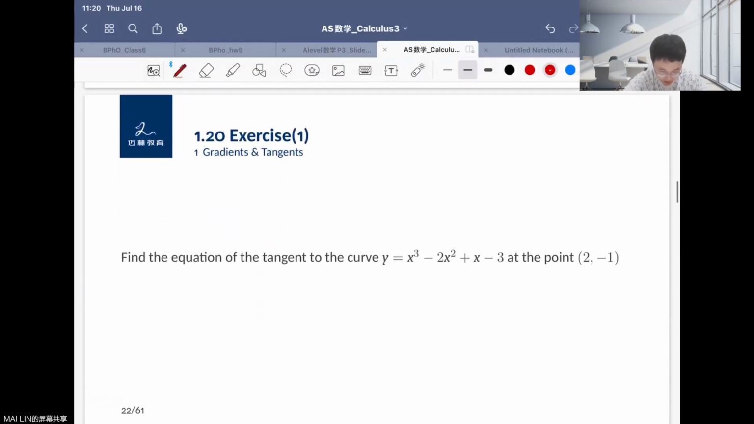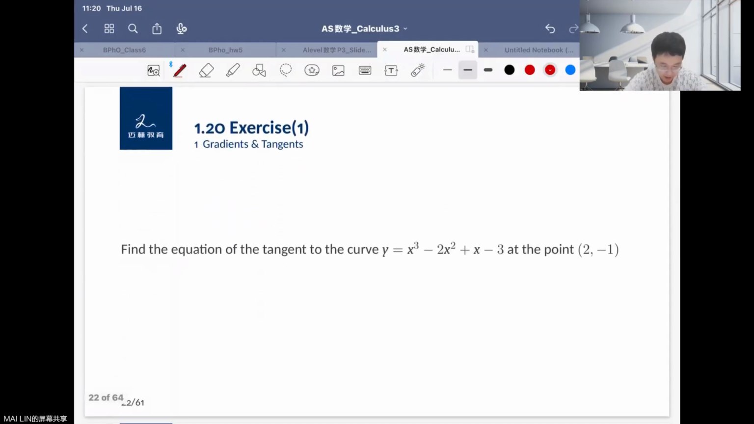And here's another exercise you can try yourself. Find the tangent to the curve y equals x cubed minus 2x squared plus x minus 3 at the point (2, -1). So we put it in, and dy/dx equals the gradient m, which equals 3x squared minus 4x plus 1. That is for this function.